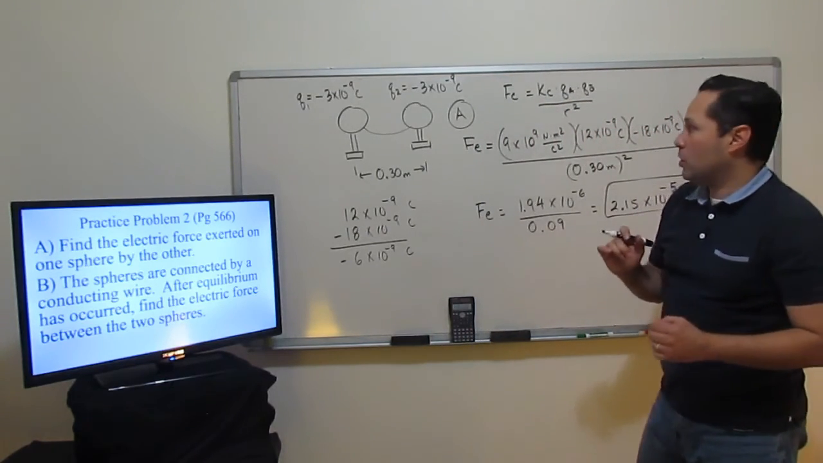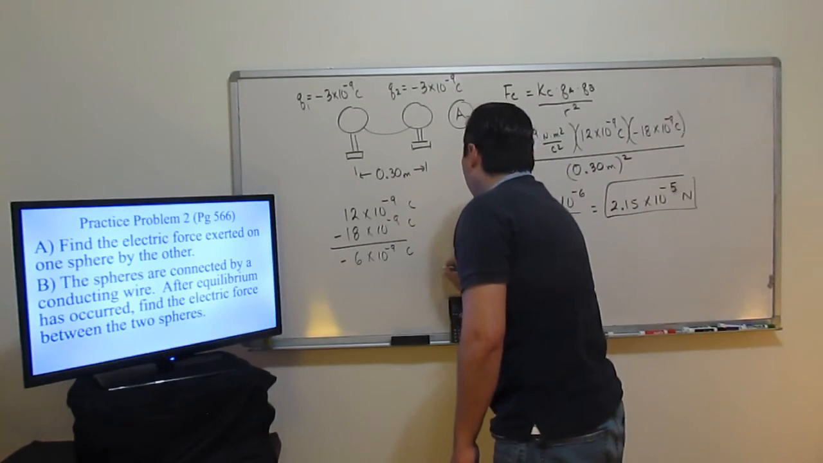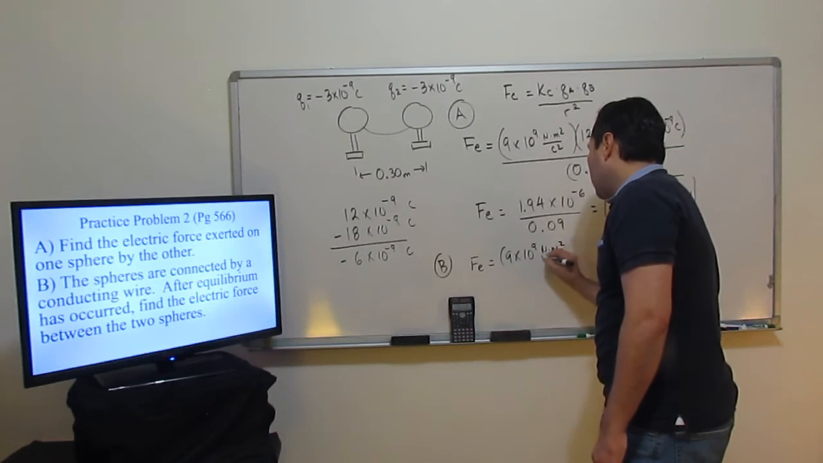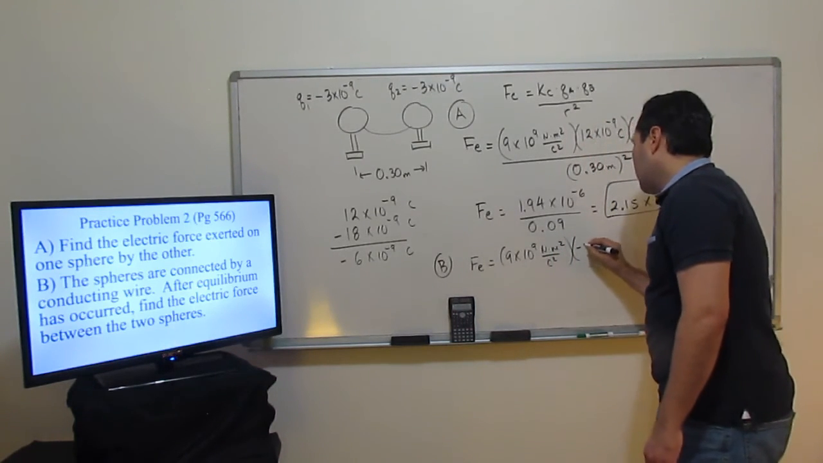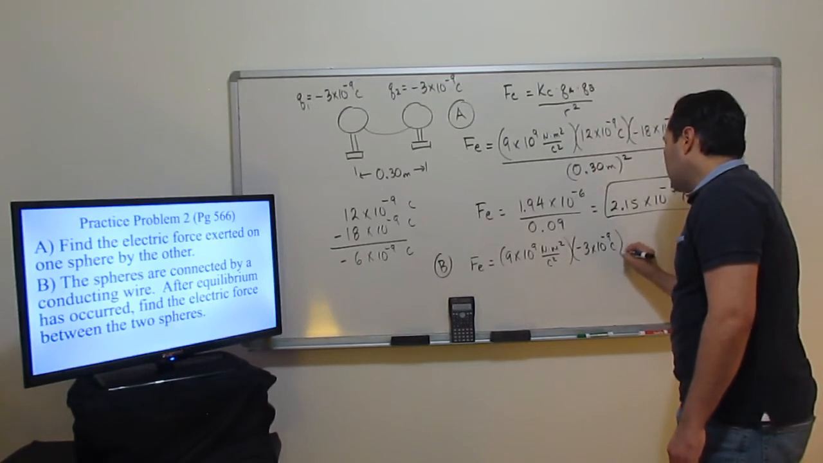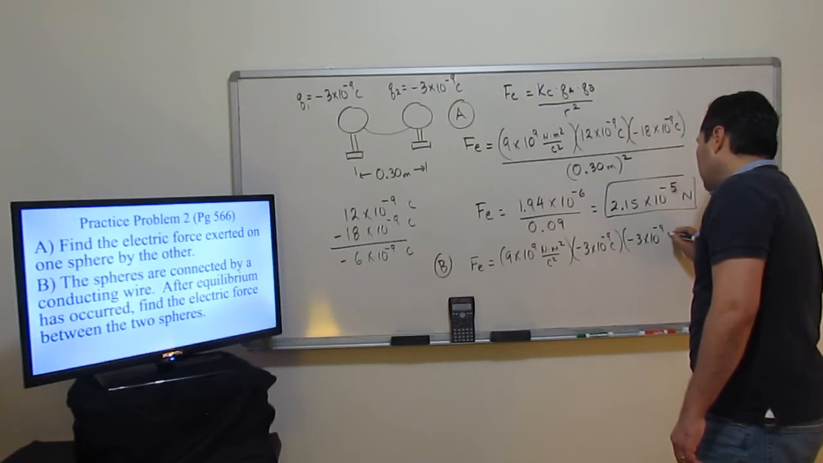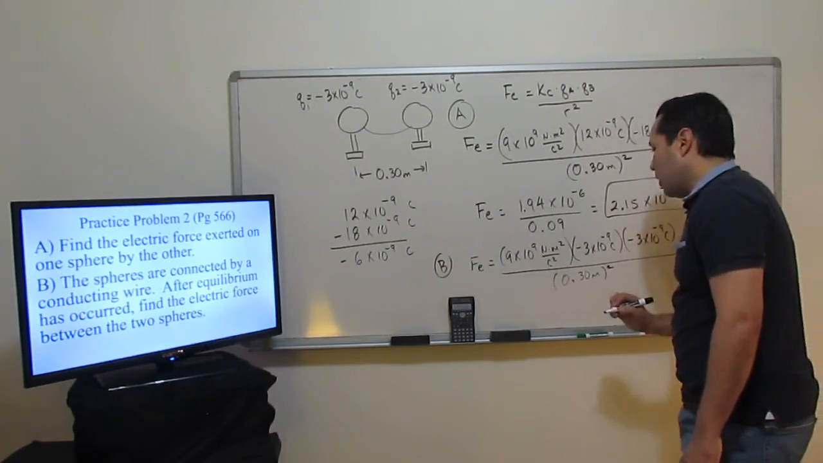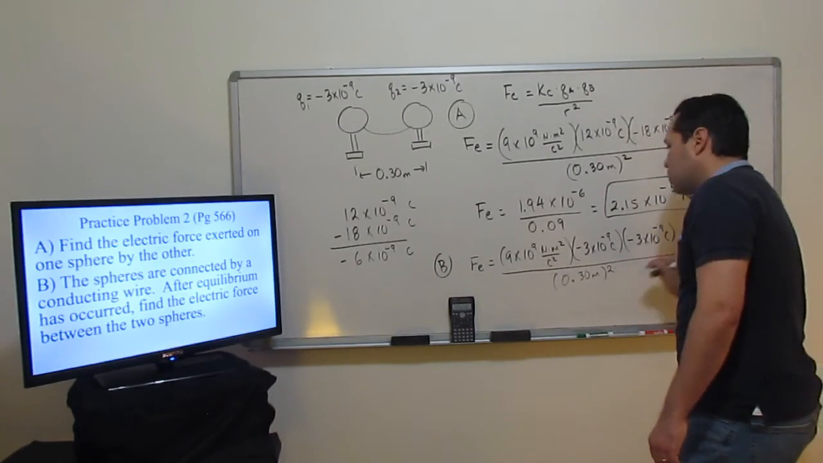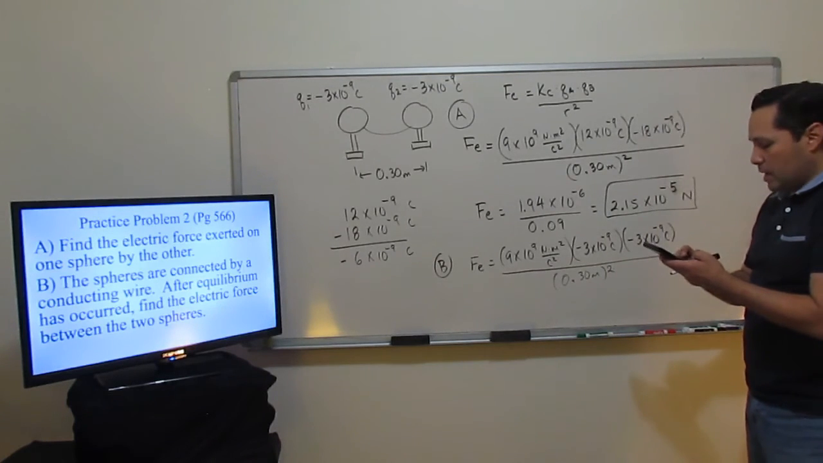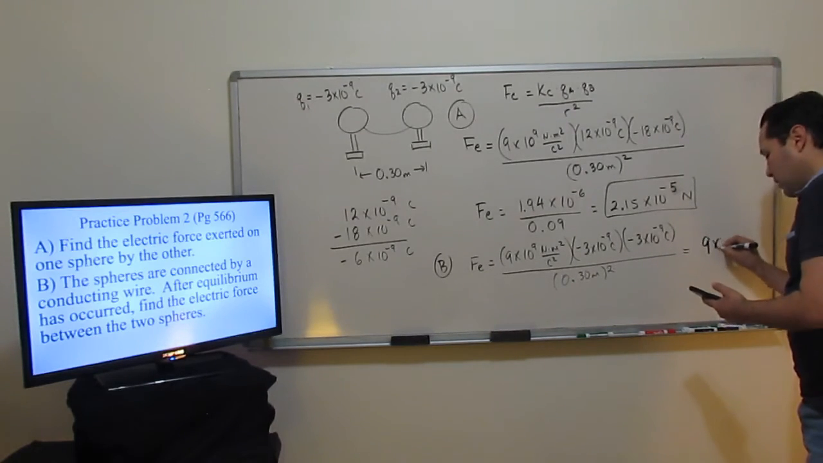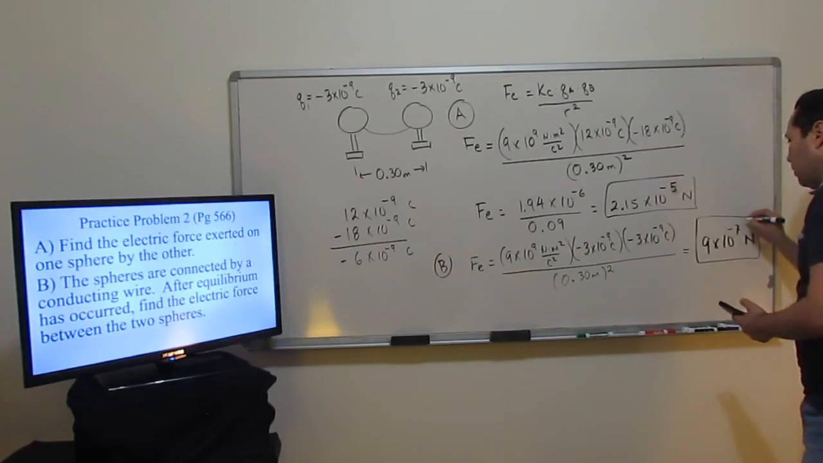In part B, now they want to know the force between them. Very much the same setup for part B, except the charges are changing. So it is 9 times 10 to the 9 newtons times meter squared over coulomb squared. And now the charges, negative 3 times 10 to the negative 9 coulombs, negative 3 times 10 to the negative 9 coulombs as well. All of it divided by the same distance, 0.30 meters squared. Alright, so now we plug that into the calculator. This is going to be 9 times 10 to the 9 times 3 times 10 to the negative 9 squared, because there's two of the same, divided by 0.3 squared equals, the answer is 9 times 10 to the negative 7 newtons. That is for part B.